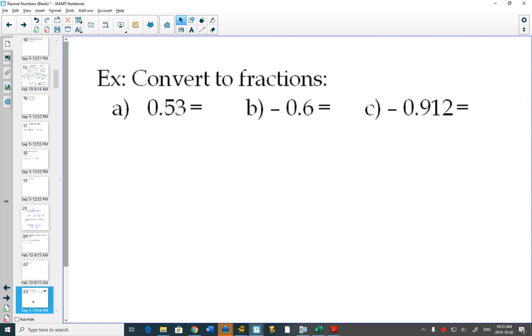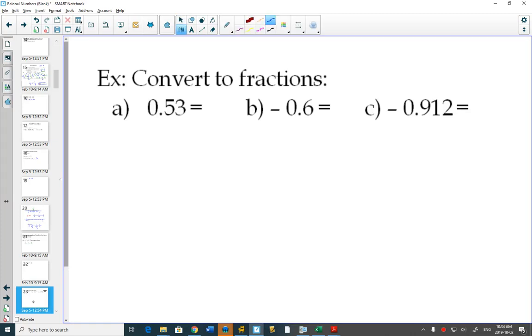So, again, a little bit of review. Here's 3 for you to do on your paper. Quickly write down the answers. Convert those to a fraction. And after you've converted to a fraction, see if it's in lowest terms. You can use your calculator to help. Okay, let's check how you did.